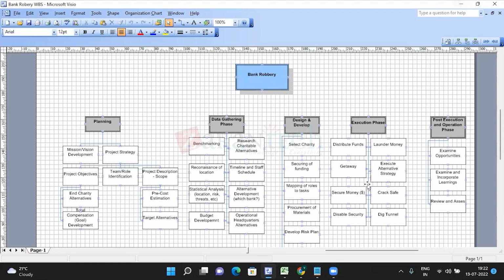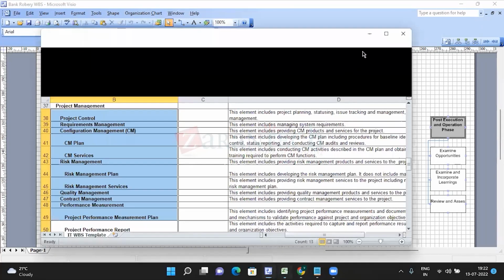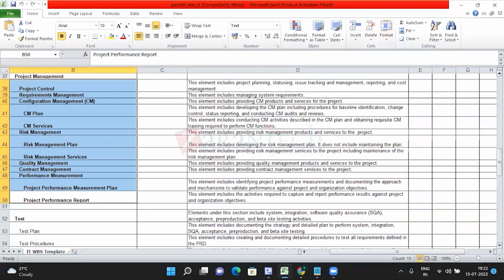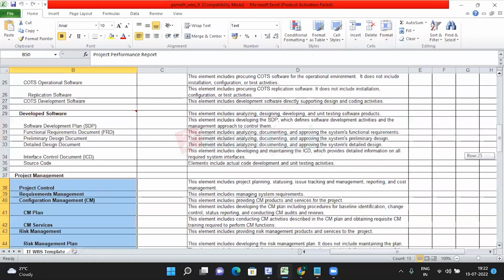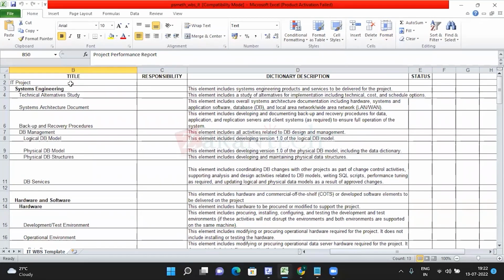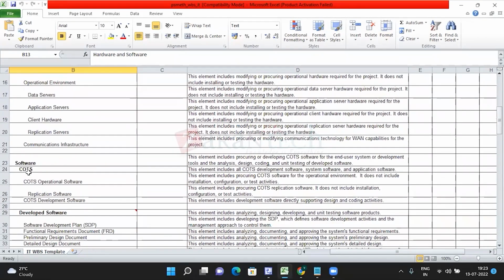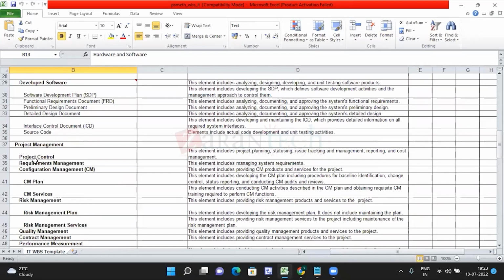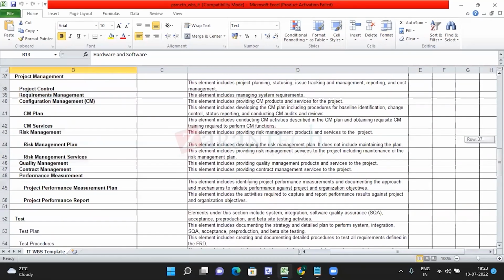And there is one more example. This is what you do as part of a work breakdown structure also. Say, for example, the IT project. In an IT project, what all the things will come? System engineering, hardware and software, or you can have COTS software, developed software, or project management, project control, configuration management, risk management. All these can be part of the project.